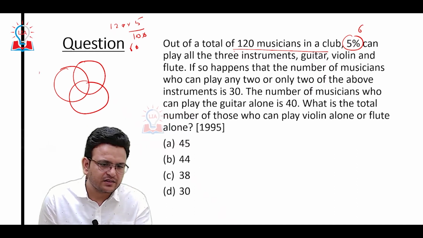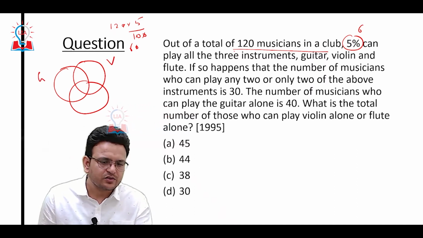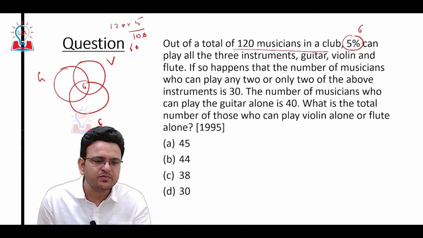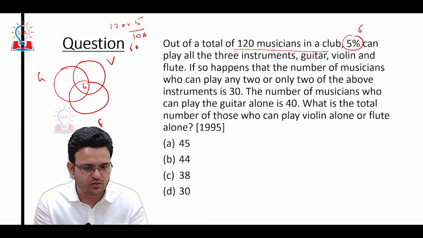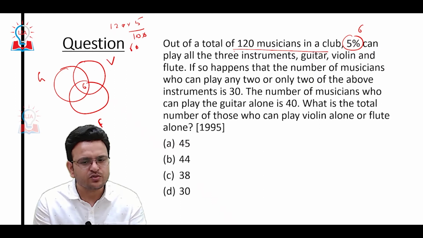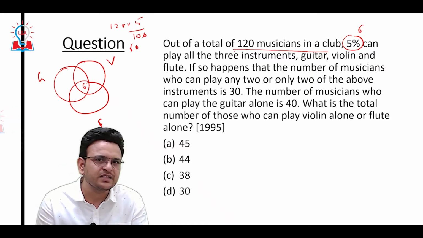Instrument 1 guitar, instrument 2 violin, instrument 3 flute, and 6 of them can play all the 3 instruments. So one thing is here, try to draw the diagram, and I will suggest you can pause the video first, try to solve yourself, and then you can see the solution.